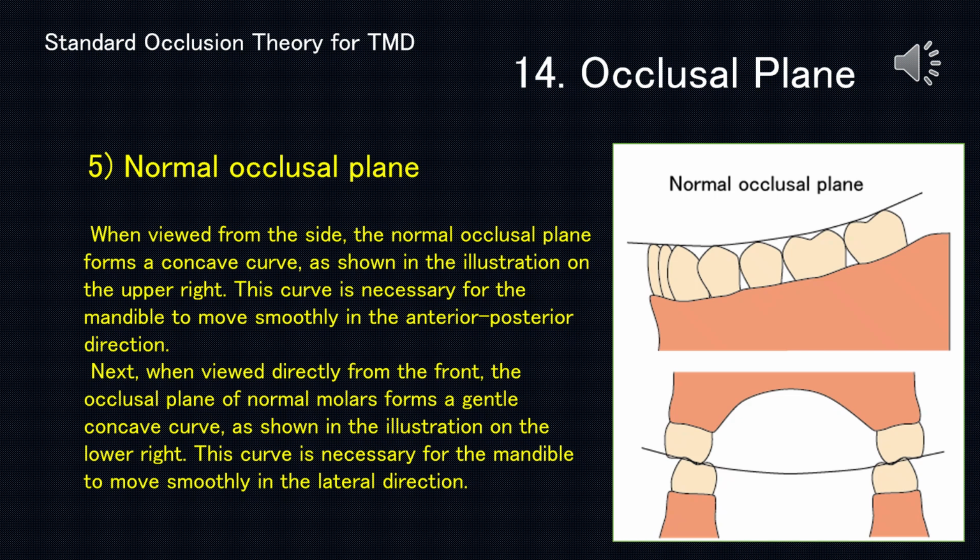5. Normal occlusal plane. When viewed from the side, the normal occlusal plane forms a concave curve, as shown in the illustration on the upper right. This curve is necessary for the mandible to move smoothly in the anterior-posterior direction. Next, when viewed directly from the front, the occlusal plane of normal molars forms a gentle concave curve, as shown in the illustration on the lower right. This curve is necessary for the mandible to move smoothly in the lateral direction.